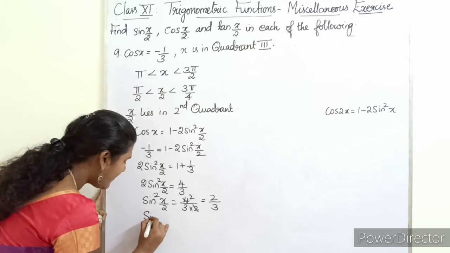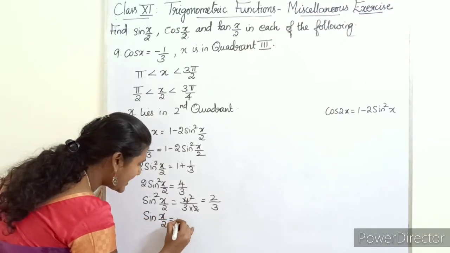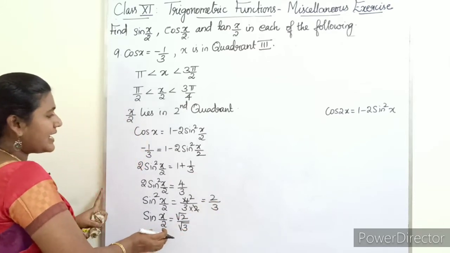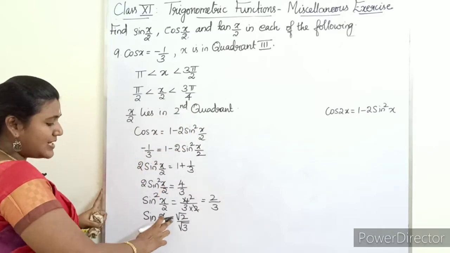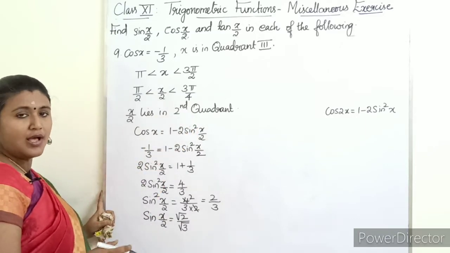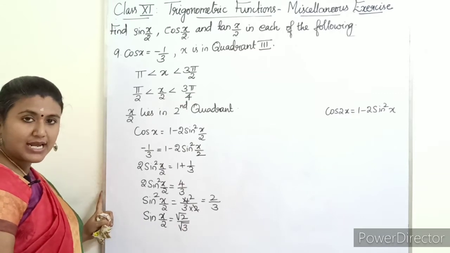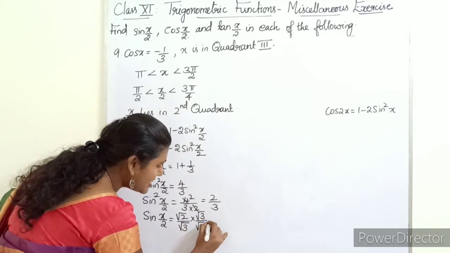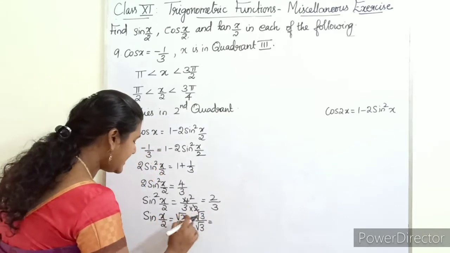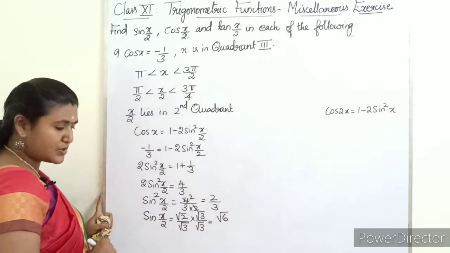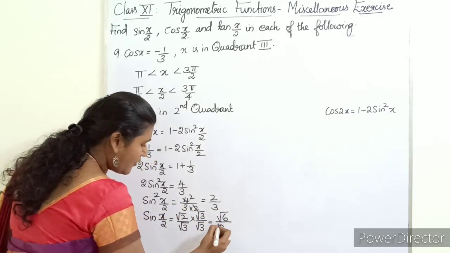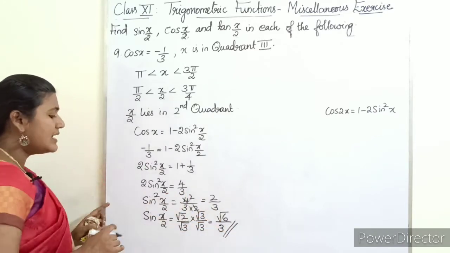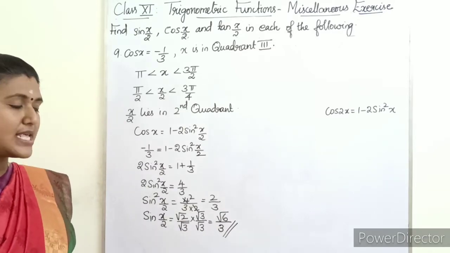From this we will find out the sin x by 2 value, that is root of 2 by 3, that is root 2 by root 3. You know that x by 2 lies in second quadrant, so sine is positive, so we have taken the plus value. But here if you see, the denominator is an irrational number, so we will rationalize by multiplying both numerator and denominator by root 3. So the answer is root 2 into root 3 is root 6 by 3. Okay, so this is the value of sin x by 2. So we got the value of sin x by 2 as root 6 by 3.